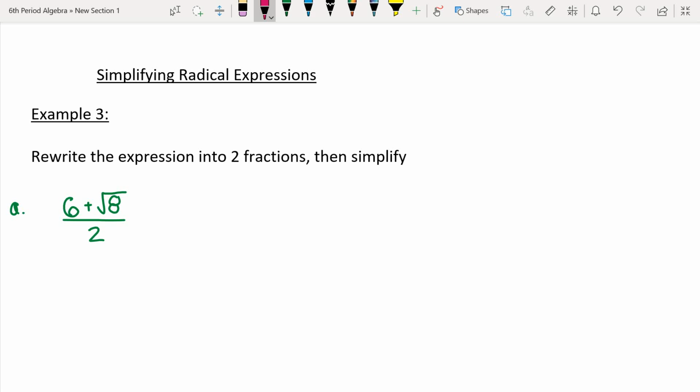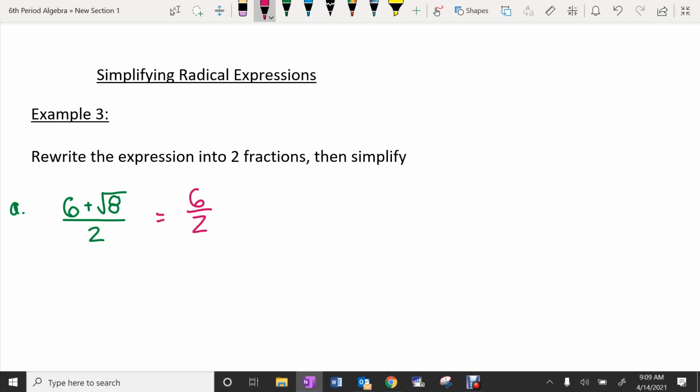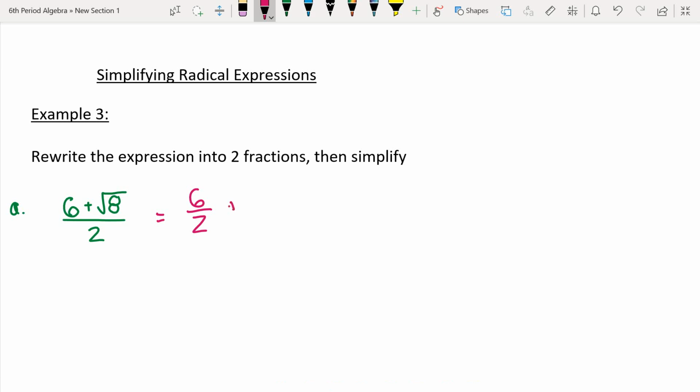So the way I would do this is I would take the very first number I see reading left to right on the top part of my fraction, which is 6, and I put it over technically a common denominator of 2. So I'd have 6 over 2. Then I would take the second term, which is a square root house, and I'd also put it as a fraction over 2. So then I'd say plus square root of 8 over 2.